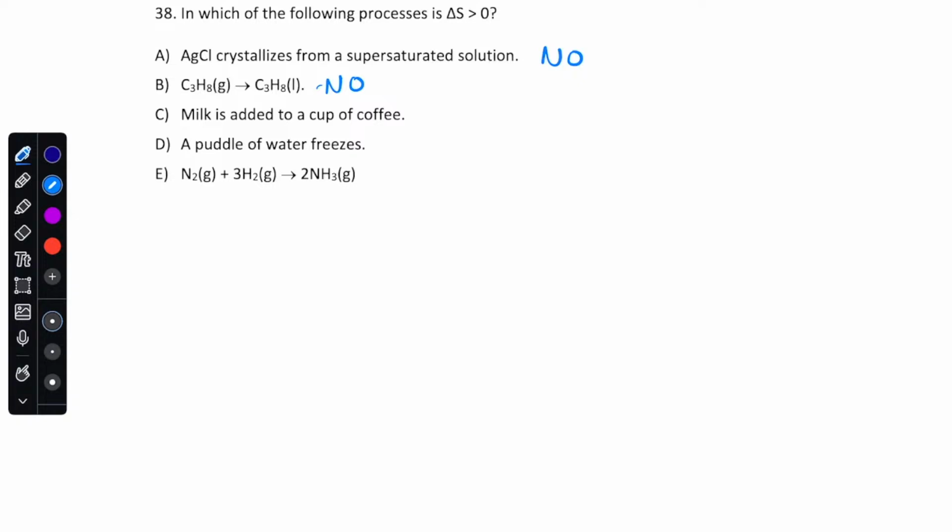Milk is added to a cup of coffee. So that's taking 2 solutions and mixing them together. When we mix things together, we make a less pure mixture. This would be a yes. Puddle of water freezes. So that's, again, a liquid to a solid. That'd be a no. And this one is going from 4 moles of gas to 2. That's also a no. Delta S is positive in situations where you increase the moles of gas.